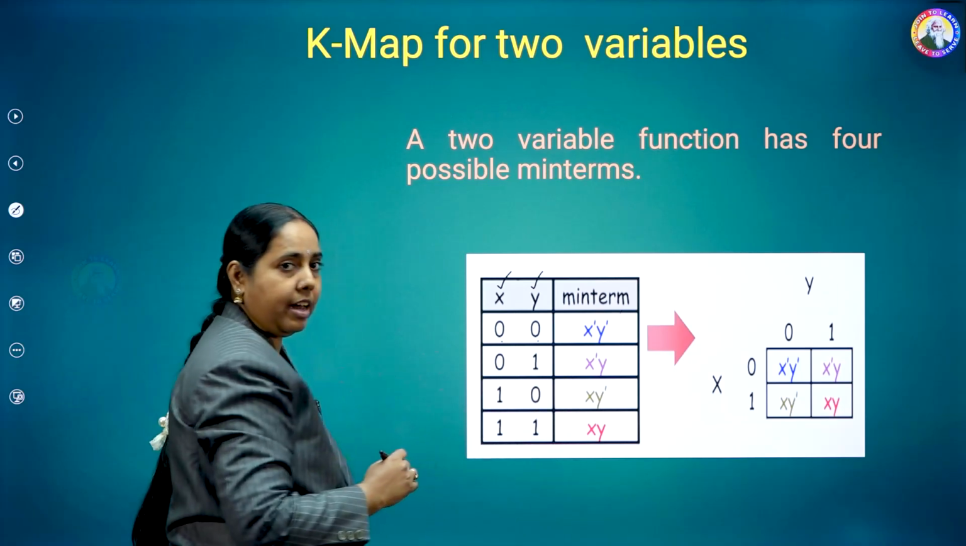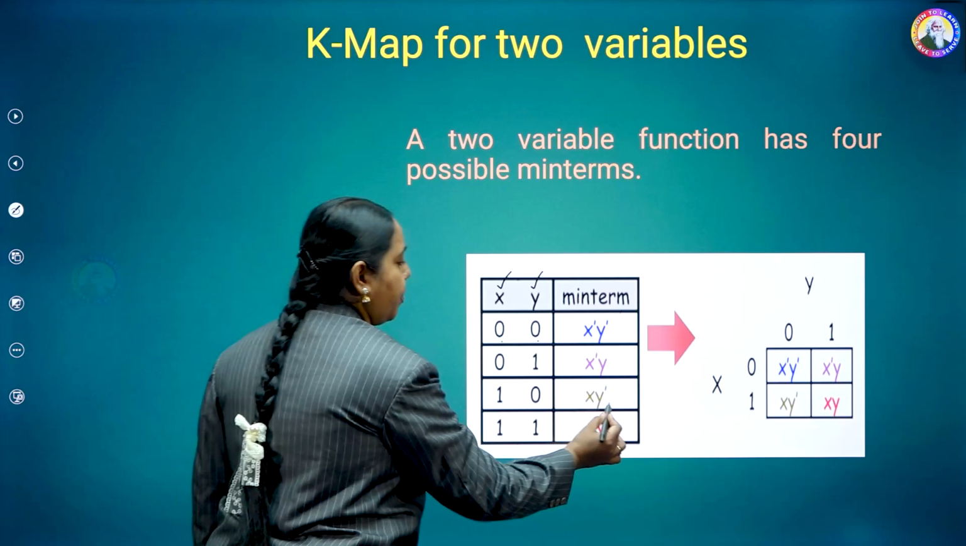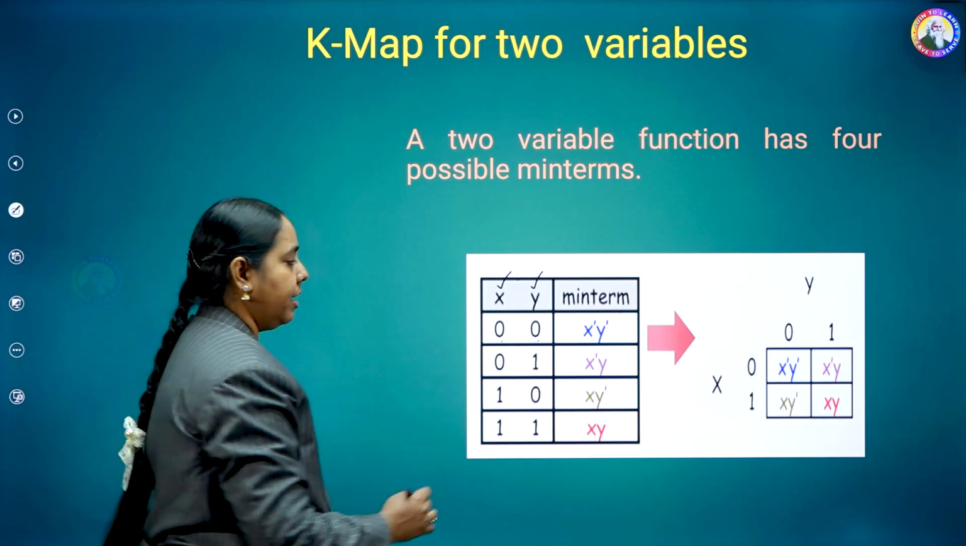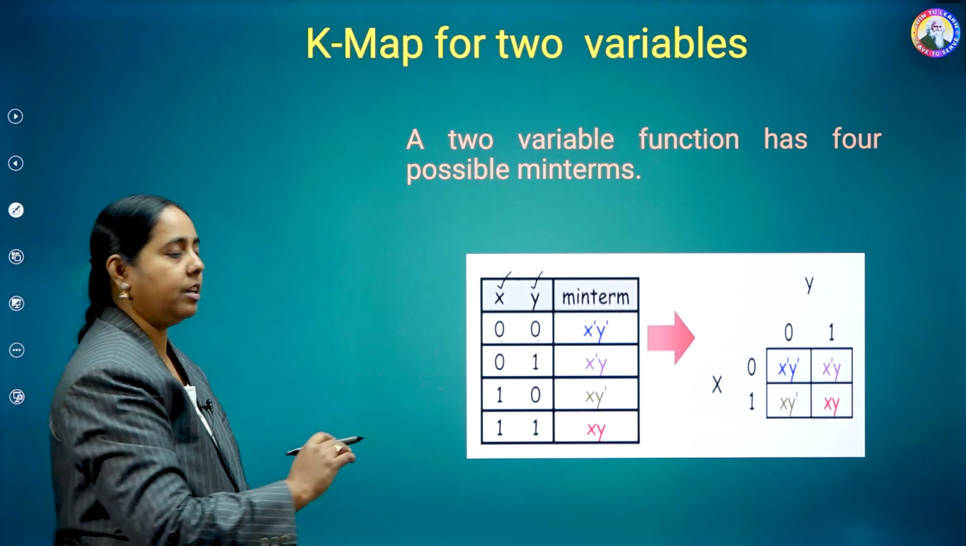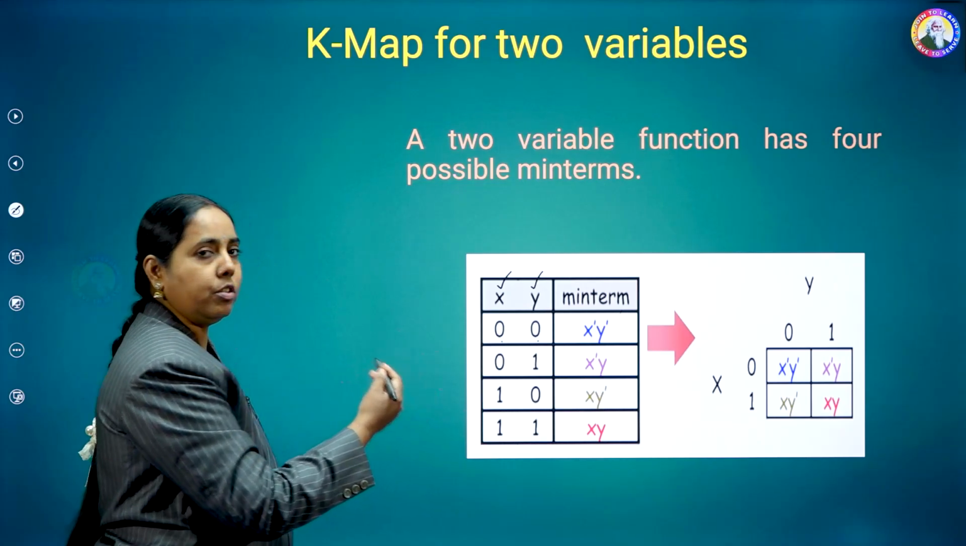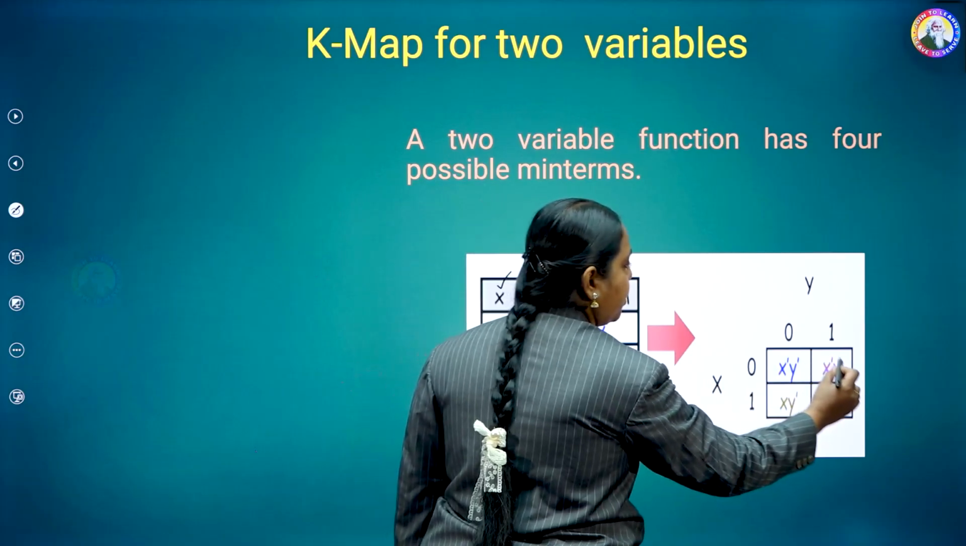0, 1 can be written as x bar y. 1, 0 can be written as x y bar. 1, 1 can be written as x y. So this is the truth table that you know, how to represent the two variables with respect to the combinations and their minterms. And this is the representation of a K-map.